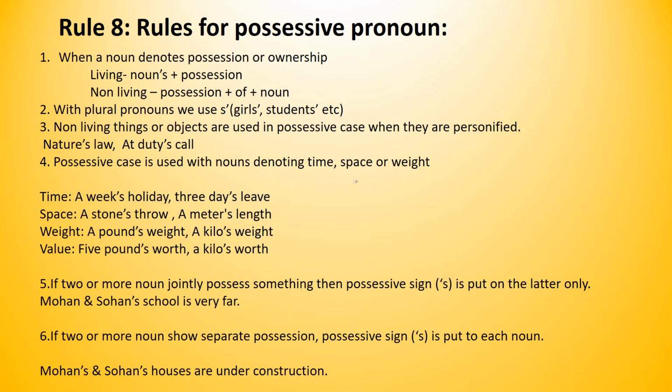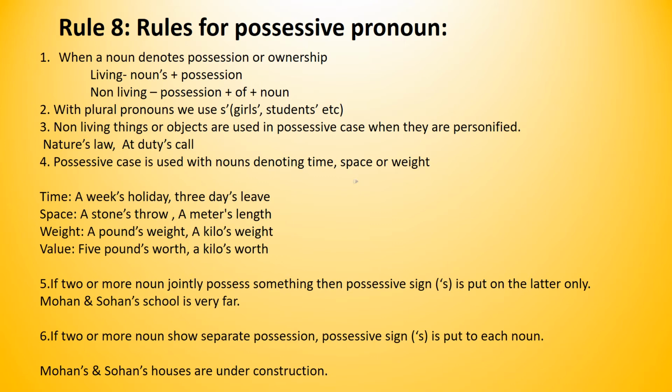Next important thing is, if two or more nouns jointly possess something, then the possessive sign apostrophe s is put on the latter only. For example, Mohan and Sohan's school is very far. It means Mohan's school is very far, Sohan's school is also very far, and both study in the same school, meaning their possession is the same. So what we have done, the apostrophe s is used with the latter one. Mohan and Sohan's school is very far. The school is common for both.